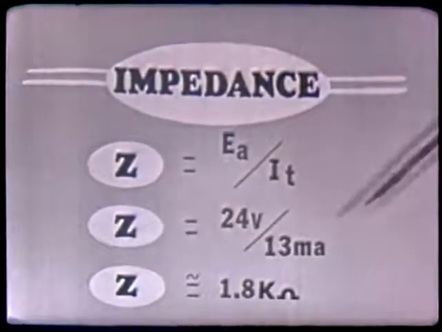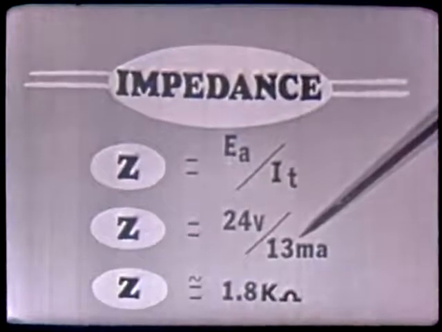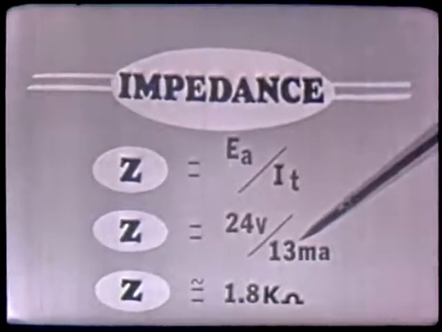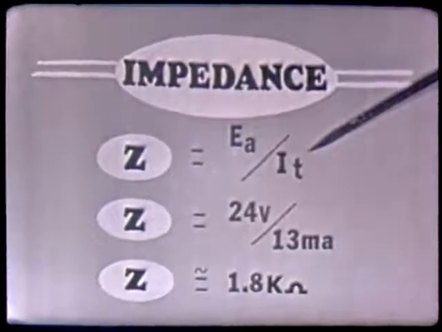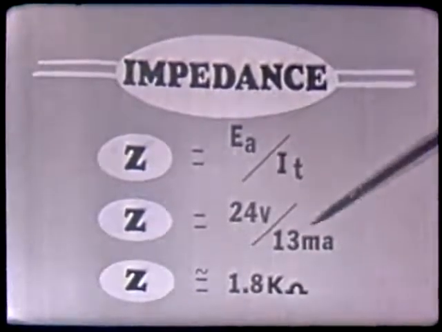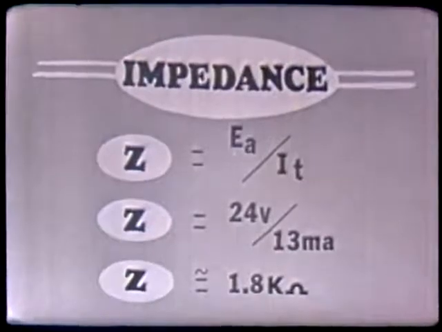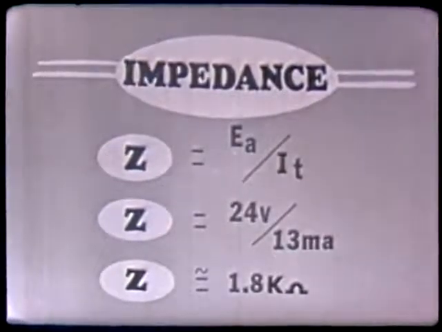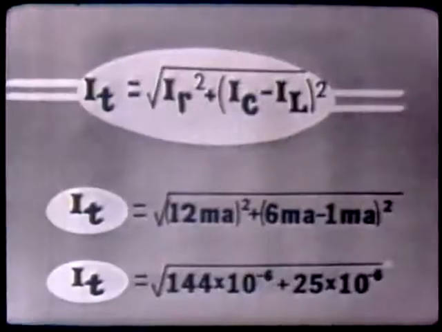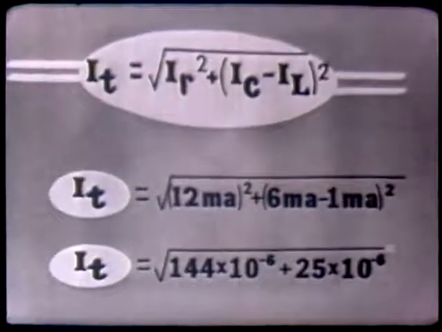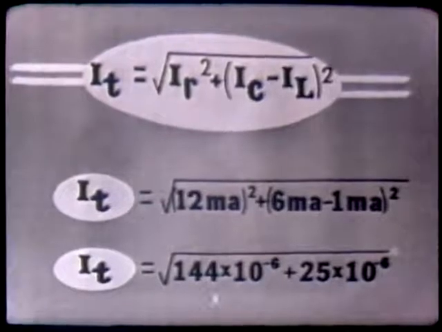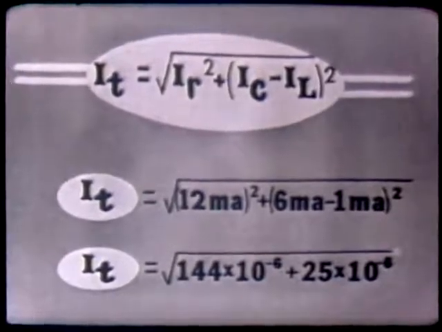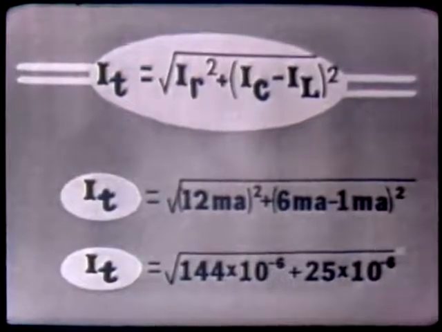Although I have chosen to solve for our total current, which is 13 milliamperes, by using a graphic solution, we can also use a much more accurate method, and that is the Pythagorean theorem in determining our total current. The Pythagorean theorem comes out this way, where IT is equal to the square root of IR squared plus the quantity IC minus IL squared.